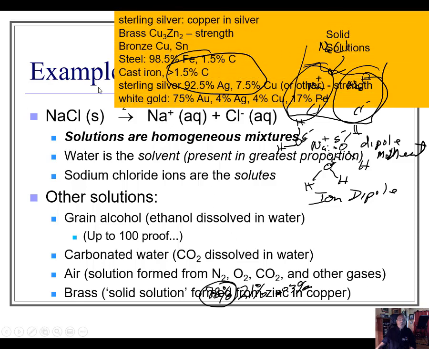And here are some other solid solutions like steel, 98.5% iron, about 1.5% carbon. If you go too far with the carbon, you've got cast iron, and it gets brittle, but it's quite strong. Sterling silver, white gold. Why white gold? I don't get it. And then silver about 4%, gold about 75%, and then you can have other metals like palladium and copper.